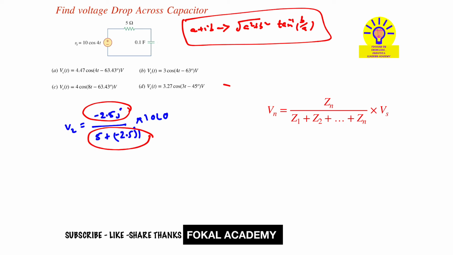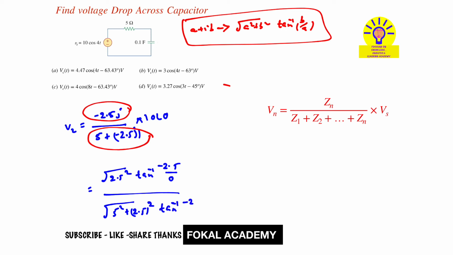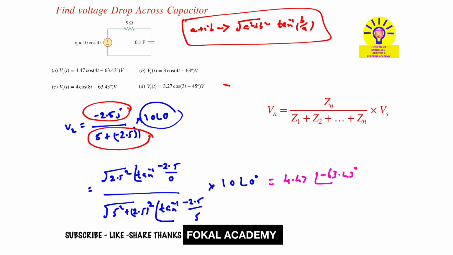So it becomes root of 2.5 whole square, angle tan inverse of minus 2.5 by 0, divided by root of 5 square plus 2.5 whole square, angle tan inverse of minus 2.5 by 5, and the voltage is 10 with angle 0. So these are the angles. By using a calculator we will get this value as equivalent to 4.47 with angle minus 63.43 degrees volts.